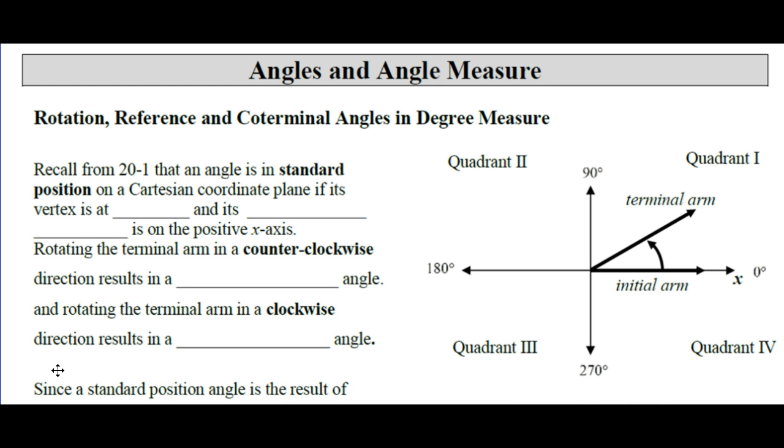Okay, angles and angle measure. So some of this is reviewed 20-1 stuff. Recall from 20-1 that an angle is in standard position on a Cartesian coordinate plane if its vertex is at 0, 0, or the origin. So we'll say 0, 0. And its initial arm is on the positive x-axis. What's on the positive x-axis? Its initial arm.